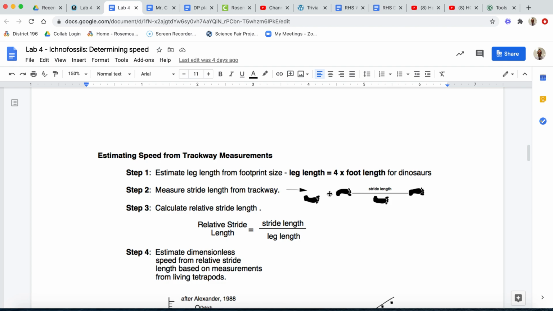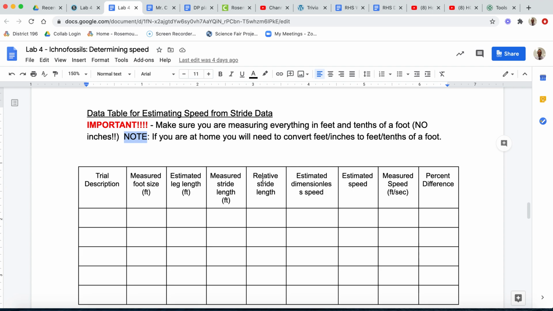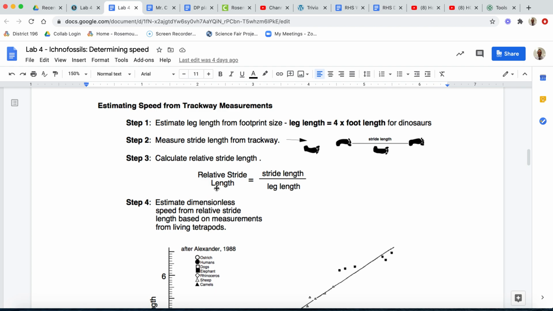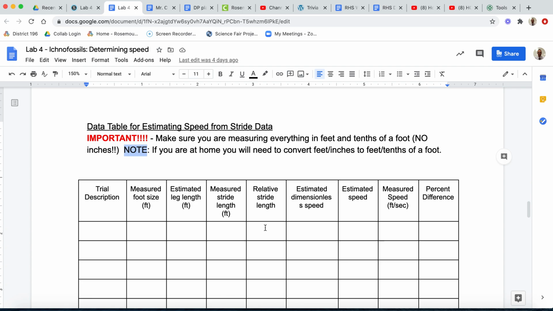From there, as you can see, we've got our relative stride length. Actually, that was your measured stride length. What you need to do then is calculate the relative stride length. To do that, you're going to take your stride length, which you measured, and divide it by your leg length. That will then go down here into the relative stride length.